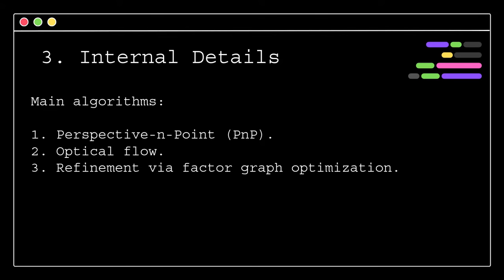And now that we have shown the demo and how Polychase works from the outside, it's time to lift the hood and see how it works from the inside. At its core, it relies on three key components. First, the perspective-n-point problem, or PnP. Second, optical flow, which helps track movement across frames. And third, the factor graph optimization that happens in the refinement step.